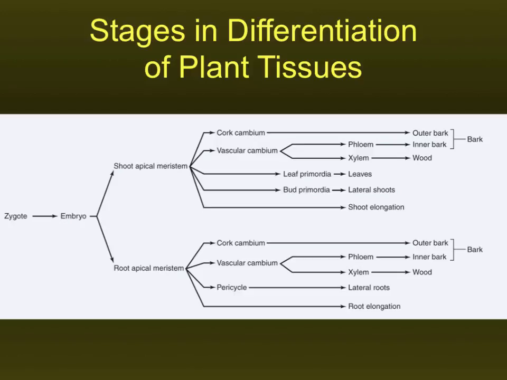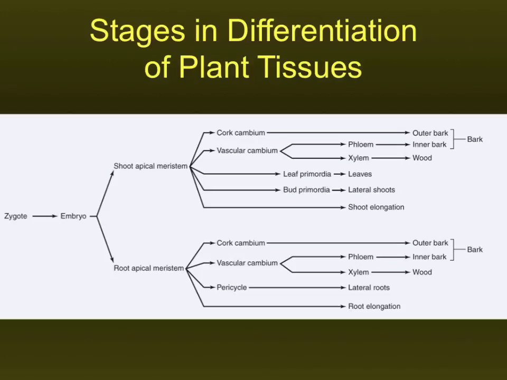Right? So that's kind of our flow chart as it pertains to organization of the plant body. You start off with a zygote, which turns into an embryo. And that embryo eventually later on will produce a shoot and a root apical meristem that are going to cause the upper and lower parts of the plant to start to grow. Once they start to grow, the different tissues produced can then differentiate into vascular cambium or cork cambium.